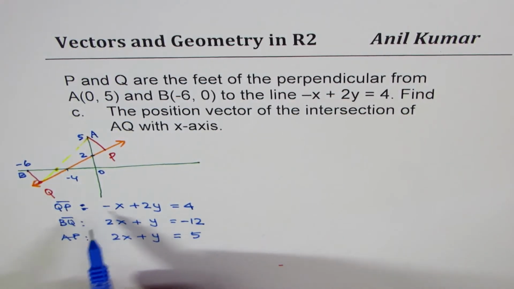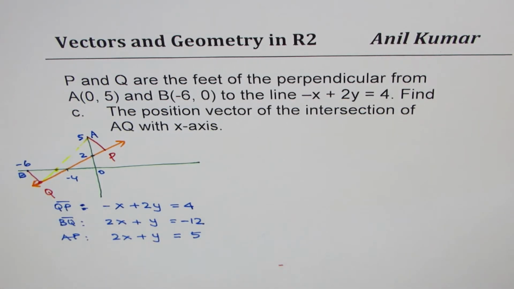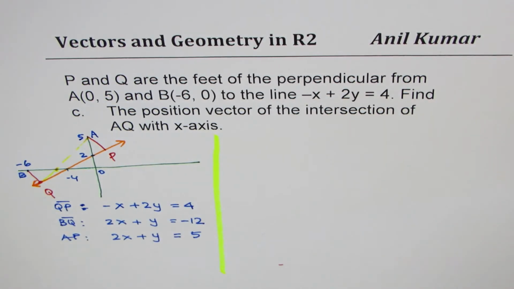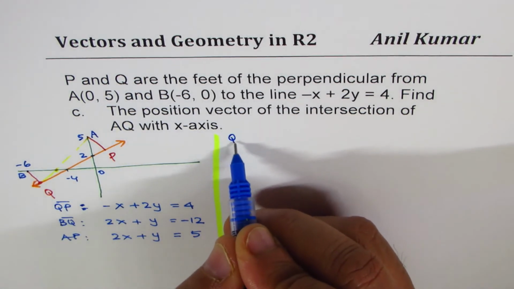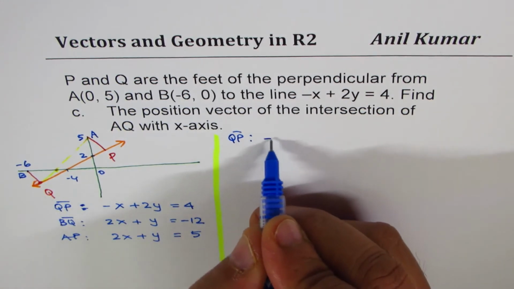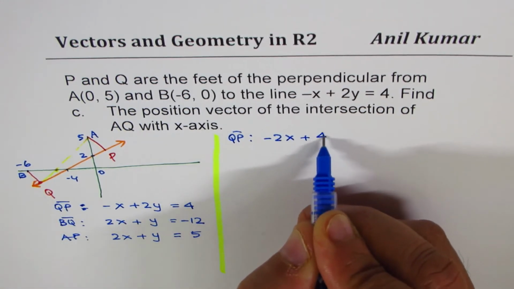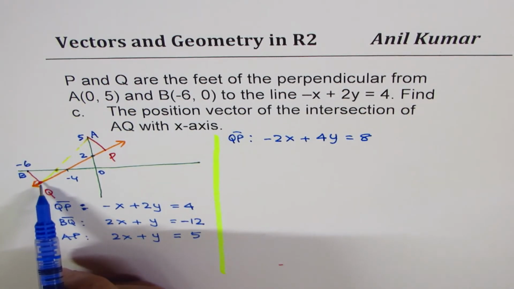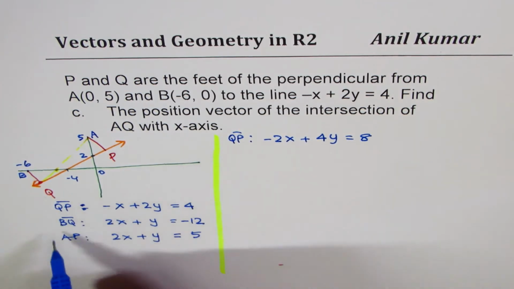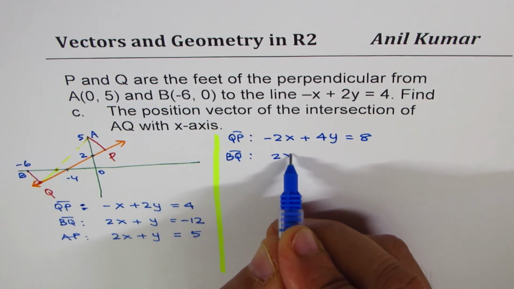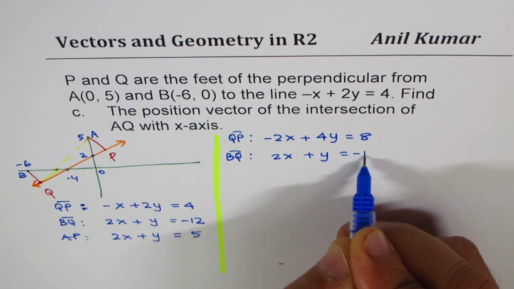So we have all the 3 lines and their equations. Now it's the elimination method or substitution method which helps. What we notice here is that both of these have 2x. So let me write QP, let's multiply each by 2. If I do that, we get minus 2x plus 4y equals 8. Perfect. Now I want to find the coordinates of point Q. So let's take the line BQ. BQ is 2x plus y equals minus 12.